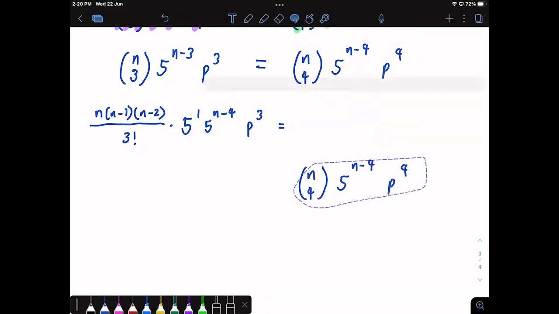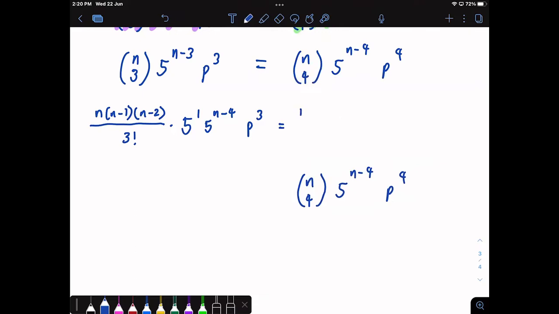Okay, then the left-hand side. I don't want this. I want to expand it. So n choose 4. Can you write it out for me? You want to try? What would it be? I'll read it out. N times n minus 1 times n minus 2 times n minus 3 over 4 factorial.